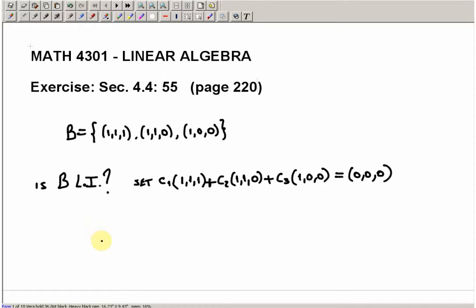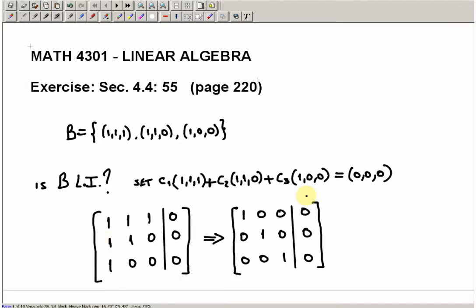Let's make the matrix. Okay, here's the augmented matrix. We're solving for the C's, and if I reduce this, then I get, okay, let's see, what is the first row? What is the meaning of the first row? C1 equals 0. Second row, C2 equals 0. And the third row means C3 equals 0. Yeah, we have 3 variables. So that's the trivial solution.